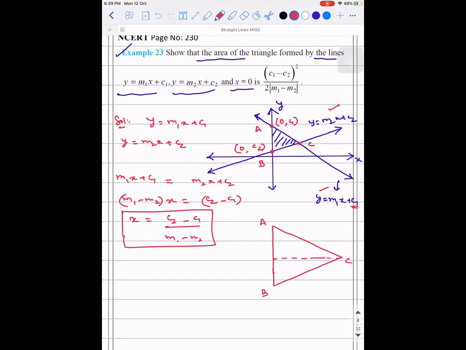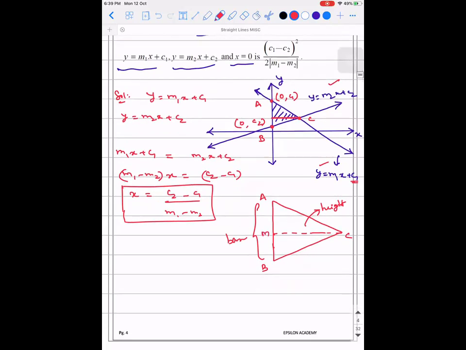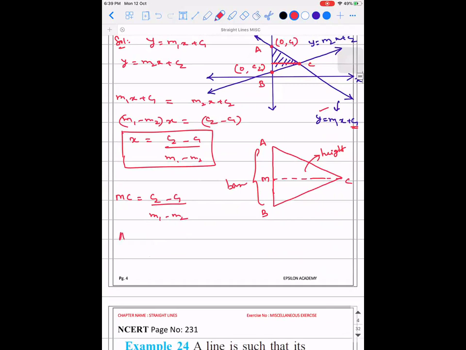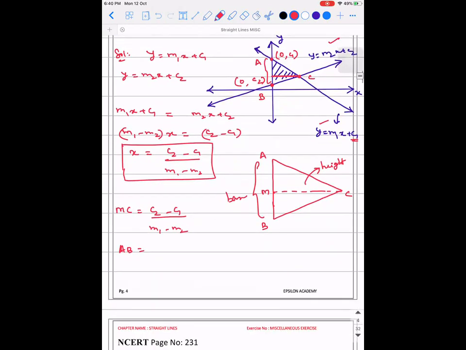So area of any triangle is half into base into height. Right? This is the base. This is the height. Right? So if you observe, this distance is nothing but the x-coordinate of point C. So MC is equal to (c2 - c1) divided by (m1 - m2). What is AB, guys? AB will be this distance, that will be c1 - c2. Accepted?